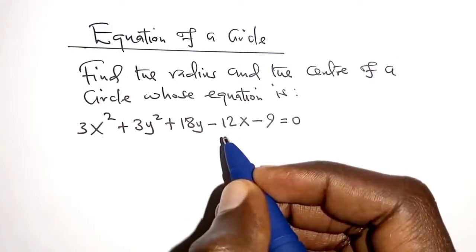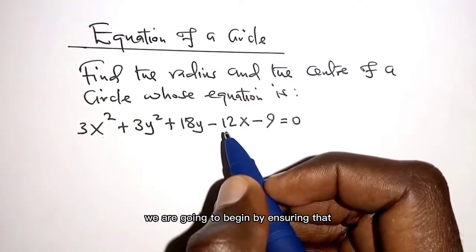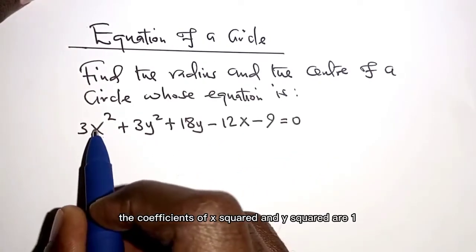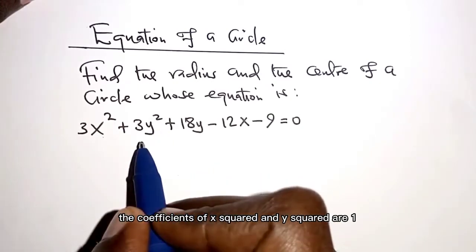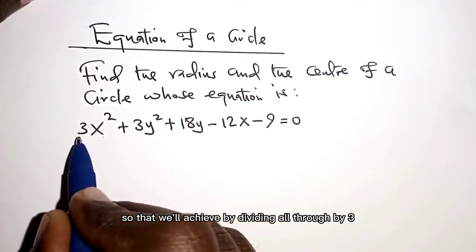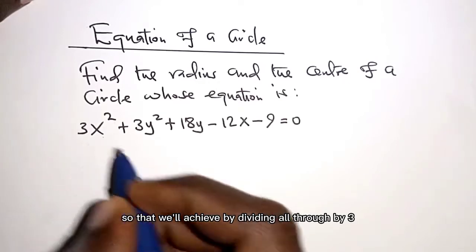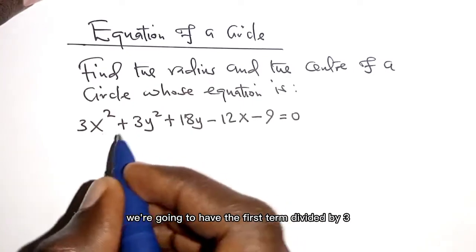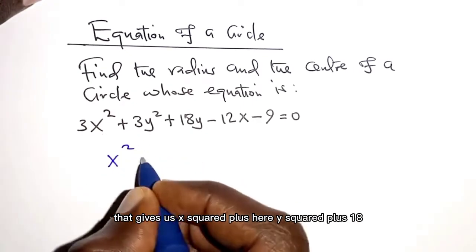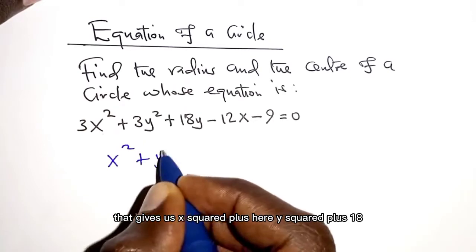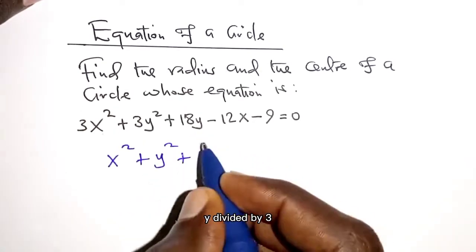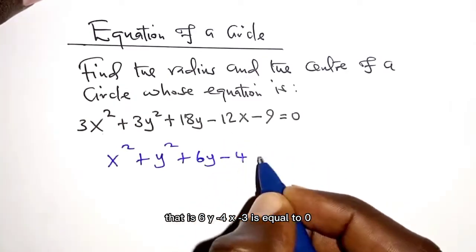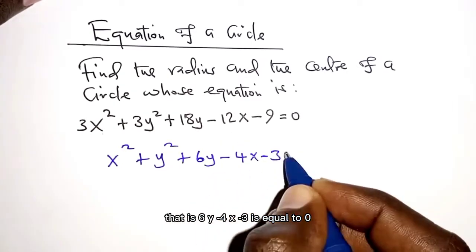So we are going to begin by ensuring that the coefficients of x squared and y squared are 1. That we'll achieve by dividing all through by 3. So we are going to have the first term divided by 3. That gives us x squared plus y squared plus 18y divided by 3, that is 6y, minus 4x minus 3 is equal to 0.